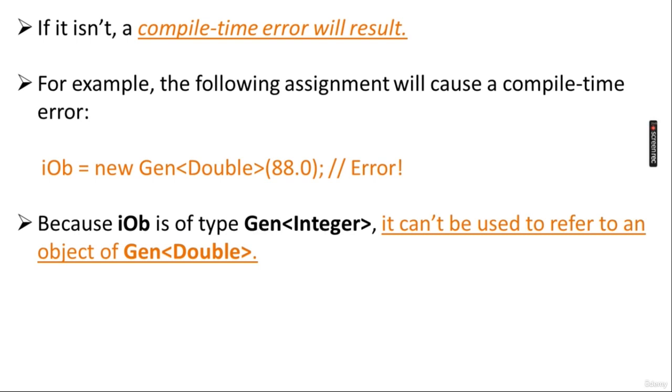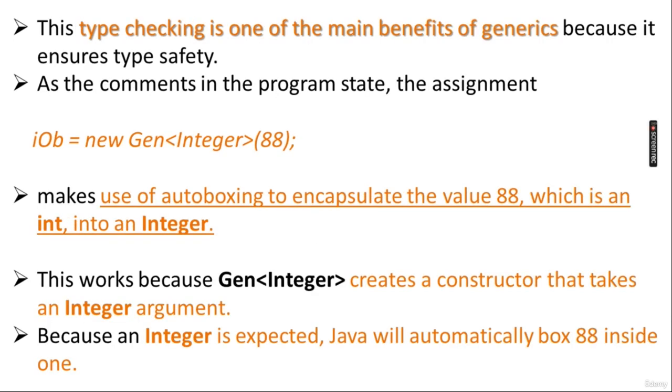Because iOb is of type Gen<Integer>, it cannot be used to refer to an object of Gen<Double>. This type checking is one of the main benefits of generics because it ensures type safety. So you don't have to worry about it. You just have to replace the T with that particular type. As the comments in the program state, this assignment makes use of autoboxing to encapsulate the value 88, from the primitive type int to the wrapper class Integer.